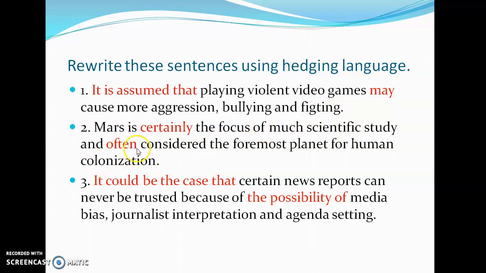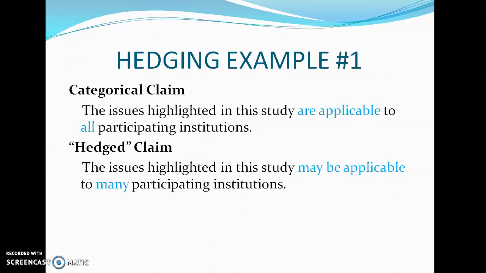And the next one is: Mars is certainly the focus of much scientific study and often considered the foremost planet for human colonization. And the third one is: it could be the case that certain news reports can never be trusted because of the possibility of media bias, journalist interpretation, and agentic thinking.